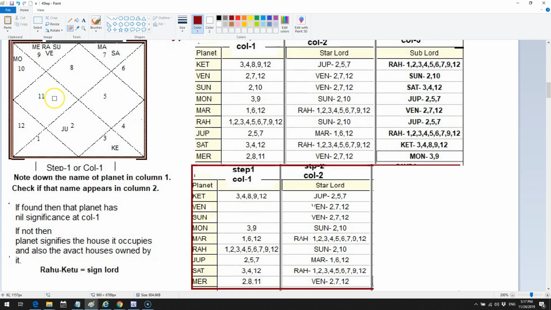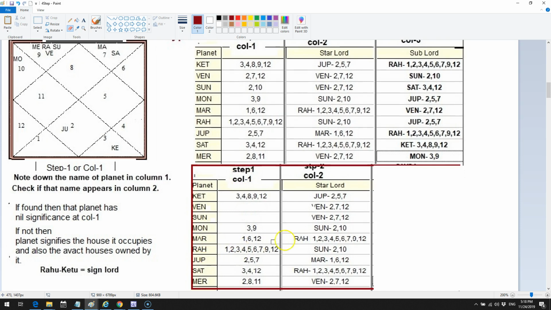We are going to look into the cusp chart only. The planet signifies the house it occupies. So where is Moon? Moon is in the third house. So Moon will signify the third house, and also the vacant houses owned by it. What are the houses owned by the Moon? That's the ninth. And then the second condition is, is it vacant? Yes, it is vacant. So we are going to retain 3 and 9. So Moon becomes a significator of these two houses at step 1 or column 1.